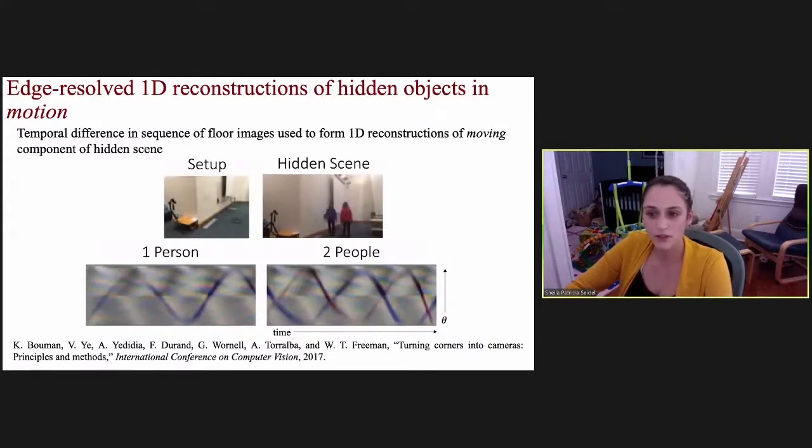Many of you may be familiar with the original corner camera work of Katie Baumann. What was achieved here was 1D reconstruction of hidden scenery in motion, using background subtraction. You can see the setup here. They have this tripod looking at a region on the floor of the visible side, and on the hidden side, there are people walking around wearing different colored clothing. In these reconstructions, each column of the image is a single 1D reconstruction of hidden scenery in motion. Here's the one person scenario with the person in the blue shirt, and then there's a blue and red shirt scenario in the bottom right.